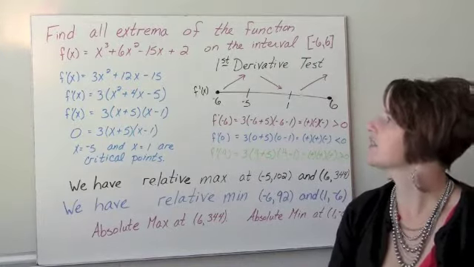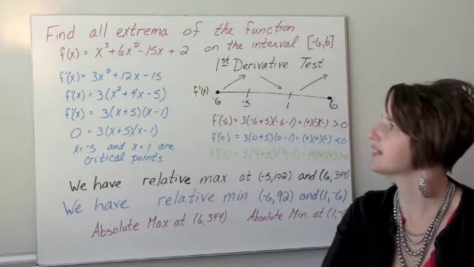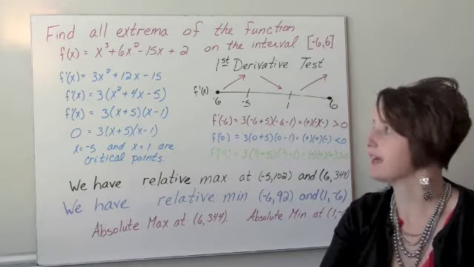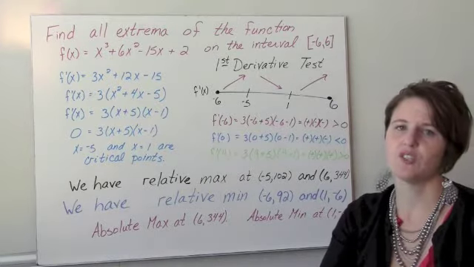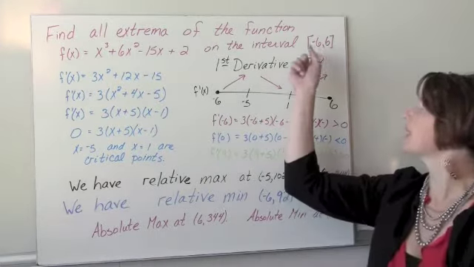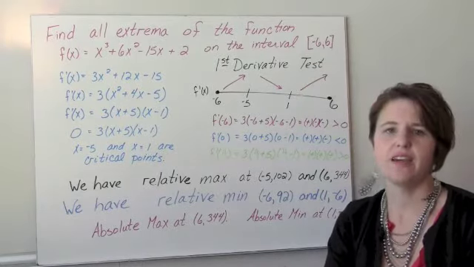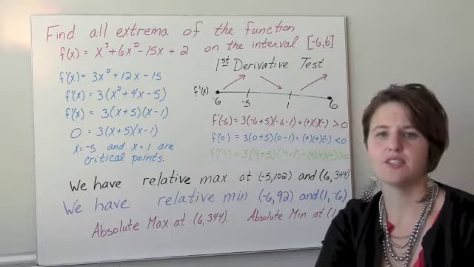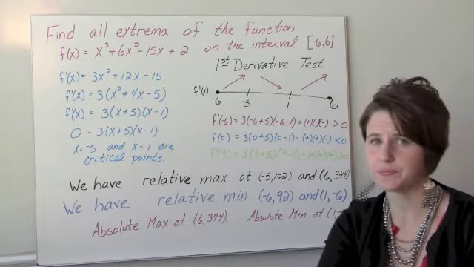So we're going to look for the extrema of the function f of x equals x cubed plus 6x squared minus 15x plus 2. We are going to also restrict ourselves to a closed interval from negative 6 to 6. Okay, so the derivative of our function is going to be 3x squared plus 12x minus 15.